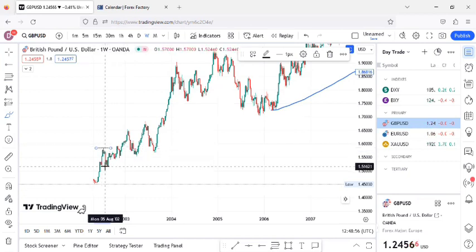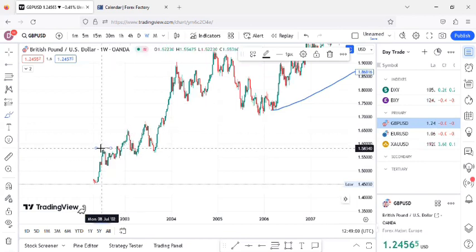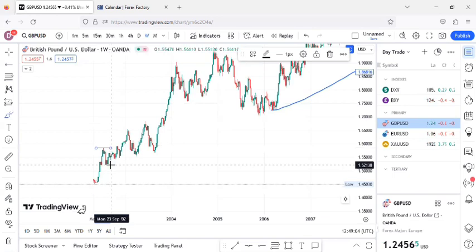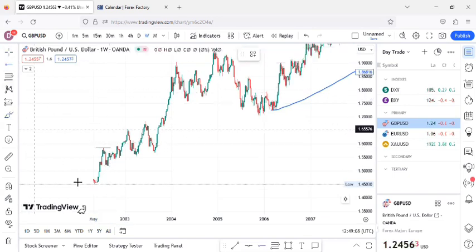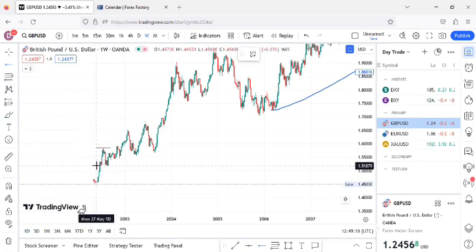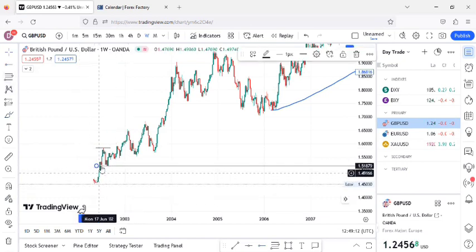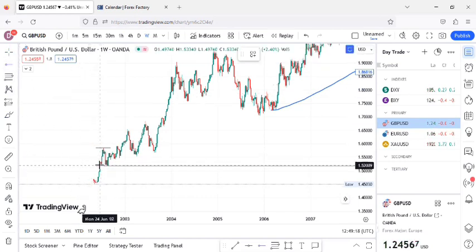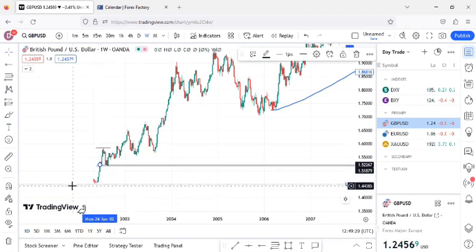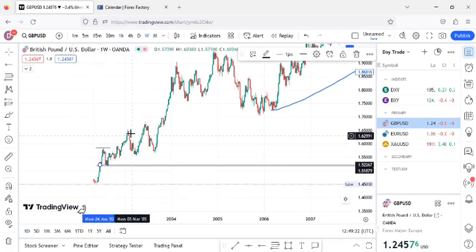The moment there is an impulse move and there is a break of structure here, then this break of structure approves this place now as a level that you need to watch in the market. You understand?